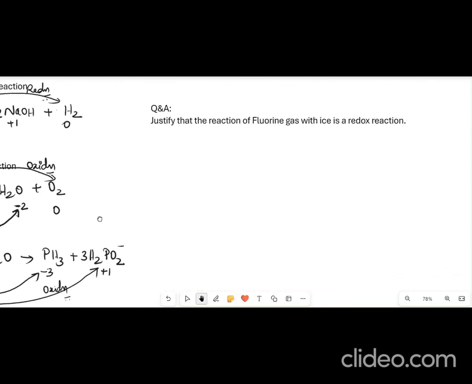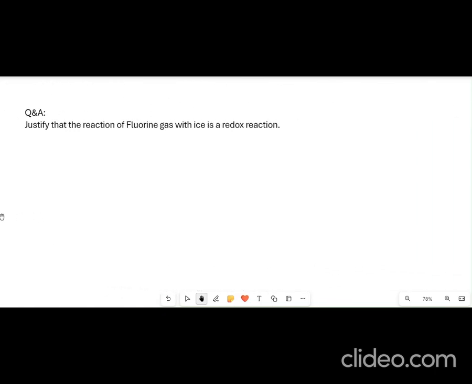And next, let's answer this question, whether we are able to answer. Justify that the reaction of fluorine gas with ice is a redox reaction. We have to justify. That is, we have to observe whether there is a change in the oxidation states of the elements. Fluorine gas F2 with ice, that means H2O in the solid state. So this is in the gaseous state, this is in the solid state. So the reaction would be hydrogen reacts with fluorine to form HF, and oxygen reacts with fluorine to form HOF. This should be the reaction.